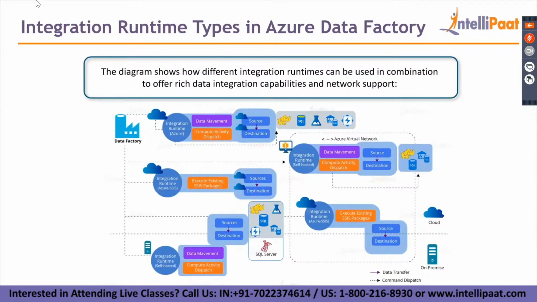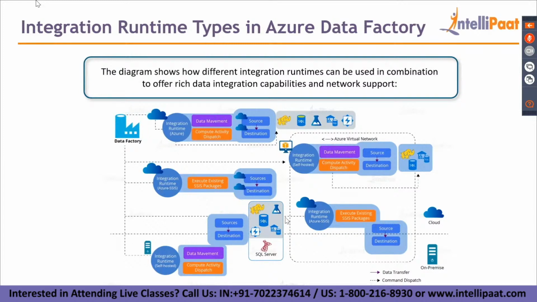Okay. So this is a pictorial representation which shows the different types of integration runtimes, which can be used in combination to offer rich data integration capabilities and network support. Typically, when we have our source and destination both cloud-based, we go for an Auto Resolve integration runtime or an Azure integration runtime. If you have something which requires an on-premises component, then we go for a self-hosted integration runtime. And Azure SSIS runtime is exclusive to run your SSIS packages.